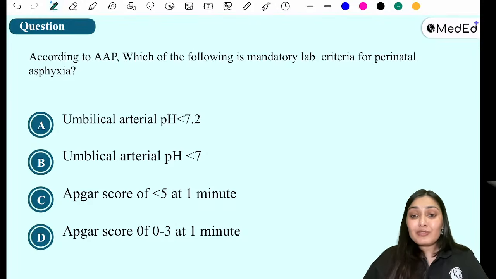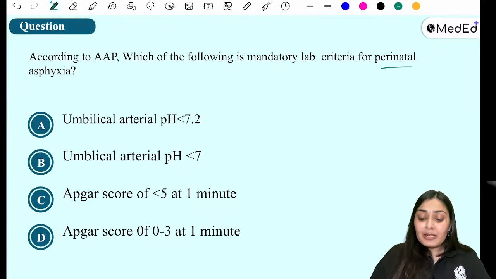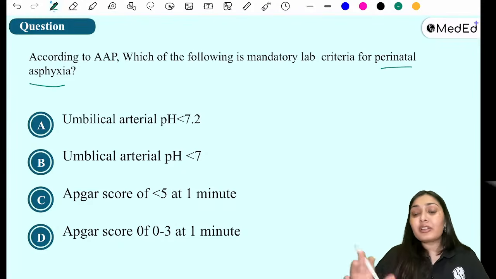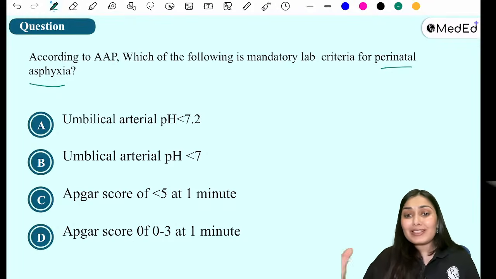So now let us revise the definition of perinatal asphyxia. What is happening in perinatal asphyxia? Baby essentially did not cry at birth, or during the time of birth something has happened that has led to asphyxia.